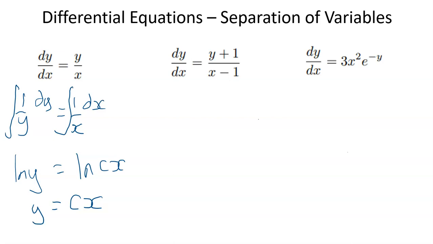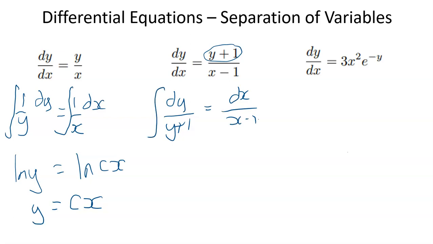Okay, same thing on this middle one. We're going to move all the x's to one side and all the y's to the other, which is going to give us very much the same thing. We're going to get dy over y plus 1 equals dx over x minus 1. Divide that bit down so the y's are all on the left and multiply the dx up, and then we're going to integrate both sides again.